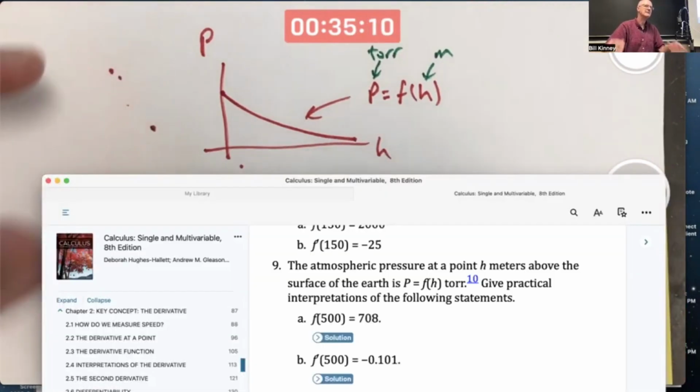You might wonder what causes the pressure to go down as you go up. It's because there's less atmosphere above you. That's why. That's why the pressure goes down.